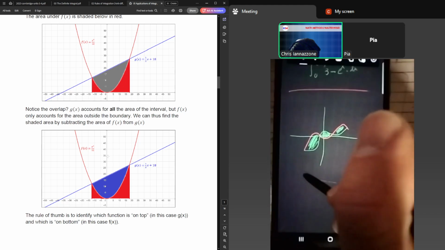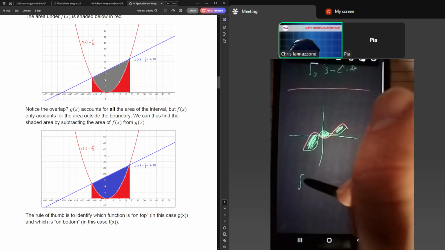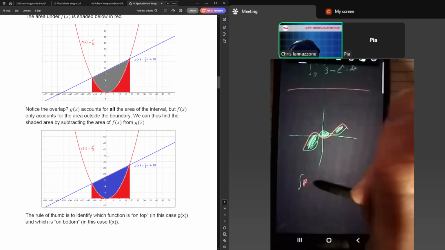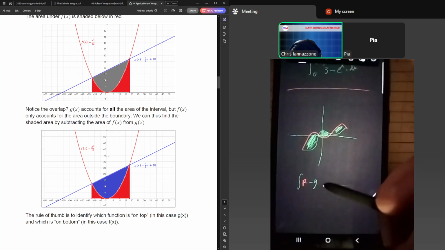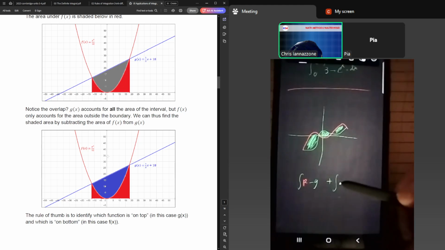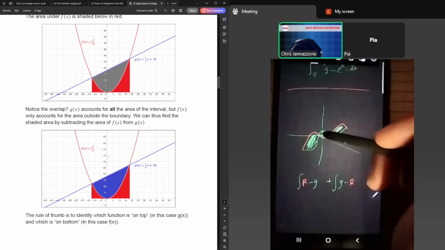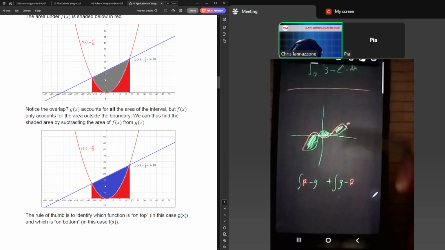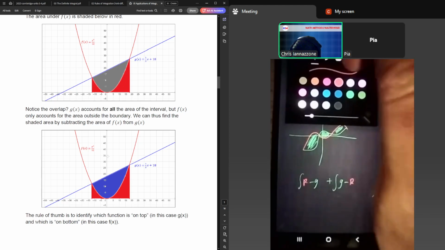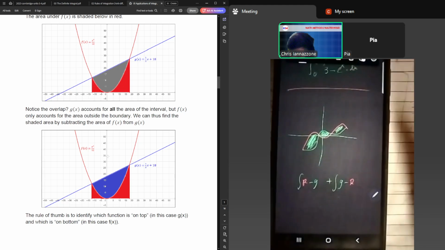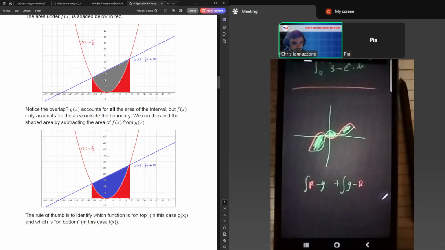So in this case, you're doing the integral of red minus green for this section. Then you're doing the integral of green minus red for the second, because that's the top and that's the bottom. And then you double this one up again for the second bit, so red minus green. Okay? Sweet. That's pretty much it there.